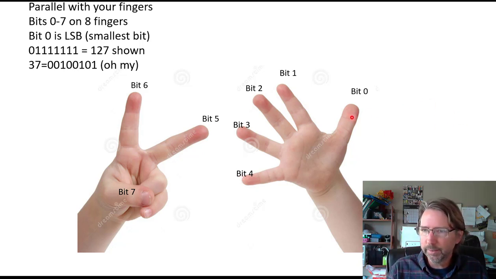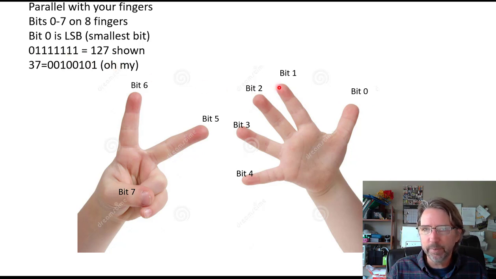So this is a 1 for all the bits, 0, 1, 2, 3, 4, 5, 6, and 7 is a 0. Remember, bit 0 is always the least significant bit, the bit on the right. So this is the first bit, bit 0.